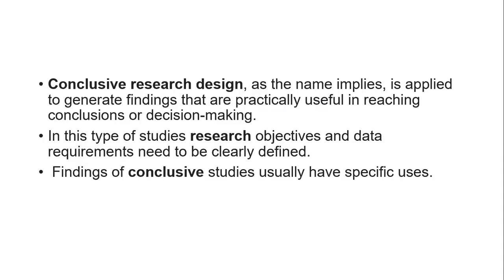So, continuing with the second unit, last class we discussed exploratory research. Today we will go to the second method, that is conclusive research design. What exactly is the conclusive research design? If you see the name, it is telling us conclusion. So, it's all about the findings. Once you do your research, you will get some findings. They are practically useful in reaching conclusions or decision making. You will get some results, you will analyze them, and you give some conclusion. So that is called conclusive research design.